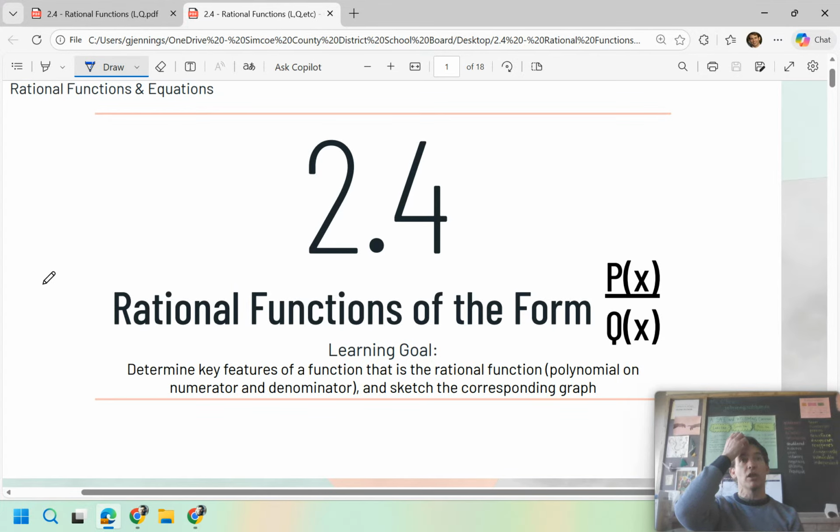So boop, there it is. And there's our hole at -3, 1. Ding, ding, ding, ding, ding. Very good, everybody. Any questions about this one?